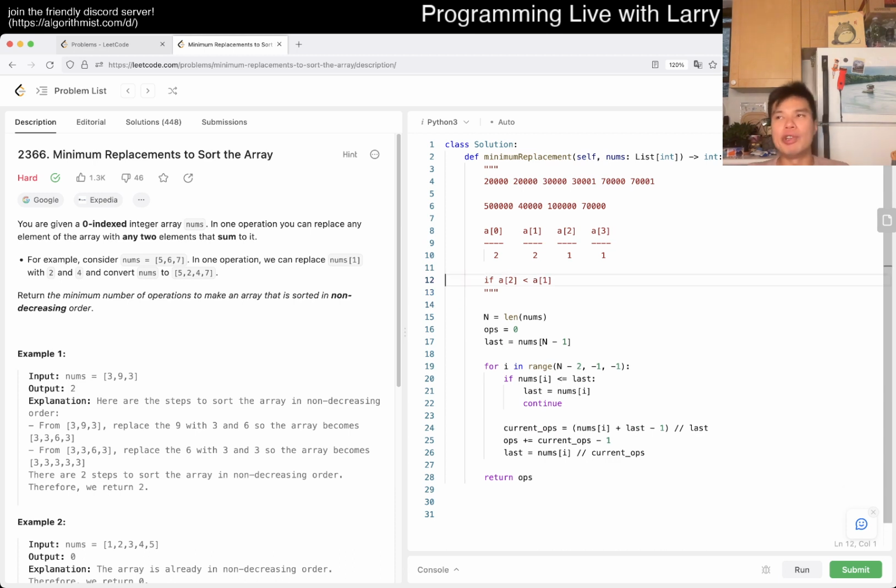And in a greedy kind of way, this makes sense, because basically if you're trying to do two numbers at the same time, you always, in a greedy kind of way, want to minimize the number going outwards.